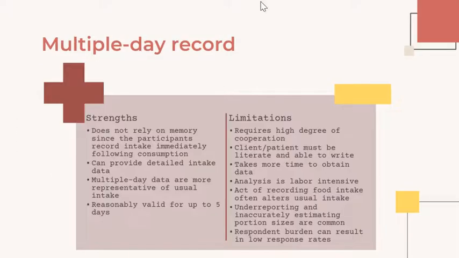So here are the strengths and limitations. For the strengths, it does not rely on memory since the participants record intake immediately following consumption. It can provide detailed intake data. Multiple days of data are more representative of usual intake. This is the big difference between your 24-hour recall and the multiple day record, because it is more representative. It's reasonably valid for up to 5 days.